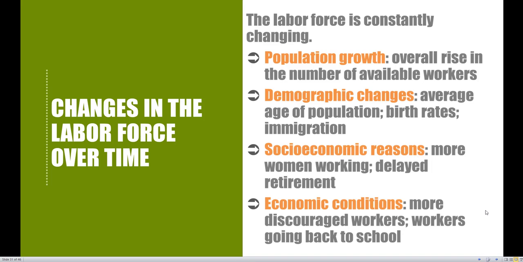So a little bit of a shorter topic here where we talk about changes in the labor force over time, because it's self-explanatory and pretty self-intuitive. So how has the US labor force been constantly changing? It's been changing since the 1950s all the way till today.